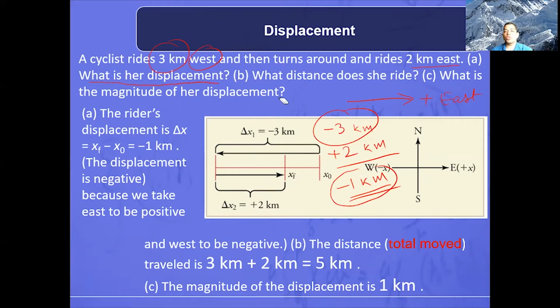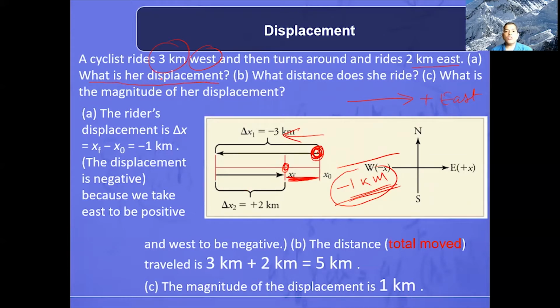Okay, meaning her position, that's what I meant. Her position is -1 kilometer from where he started. This is where she started. Our final position is here, which is -1. This is -1 kilometer. Okay, to the left, right? So that's the displacement.